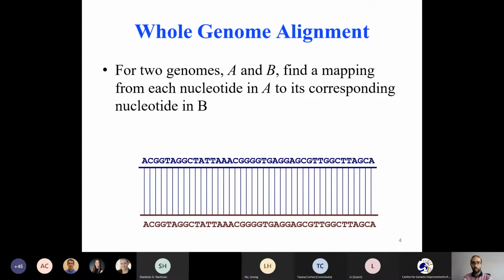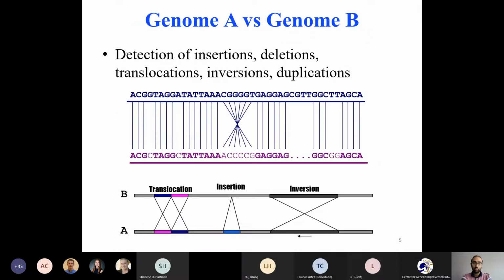To explain whole genome alignment for two genomes, genome A and genome B, we try to find a mapping from each nucleotide in genome A to its corresponding nucleotide in genome B. However, life is tough. Usually the genomic comparison is not that easy. There are a lot of insertions, deletions, translocations, inversions, and duplications. So it's important to know which method we have to use to do the whole genome alignment in a correct way.